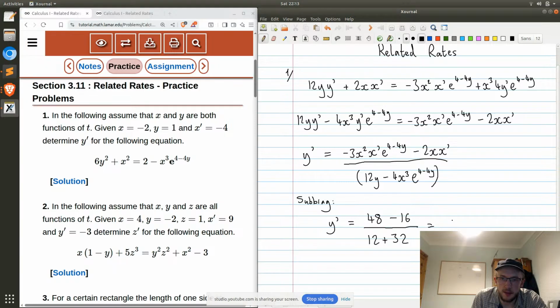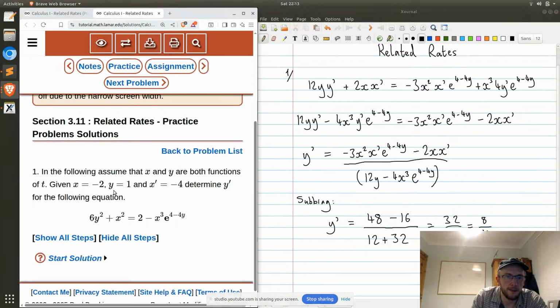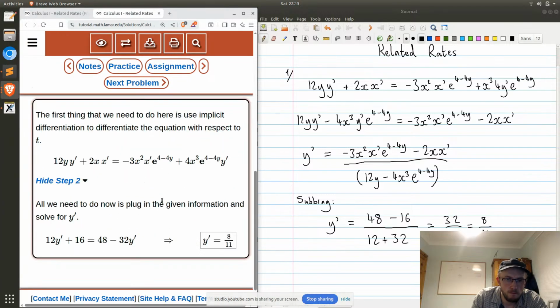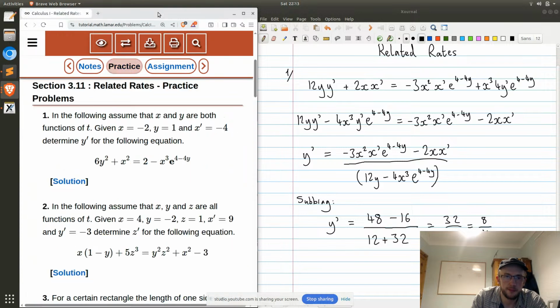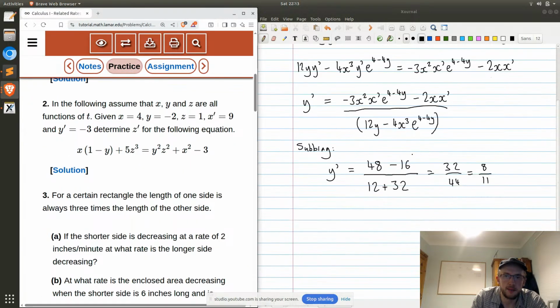So that would be 32 over 44, which is 16 over 22, which is 8 over 11. Or so I think. We're about to see. Oh, yay. That's actually right. Okay, so it's not so bad.